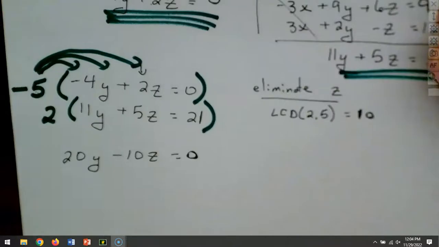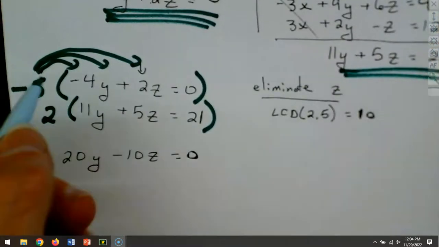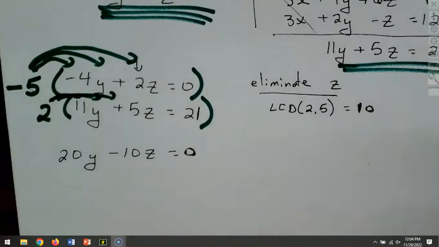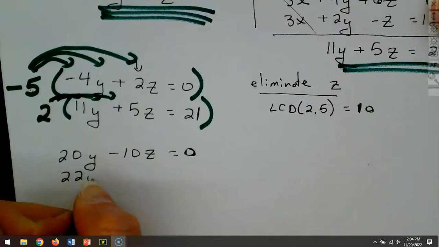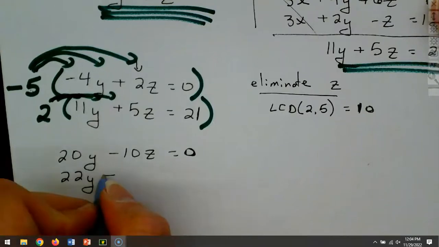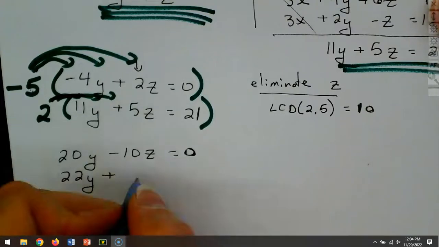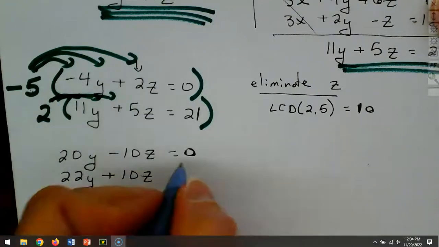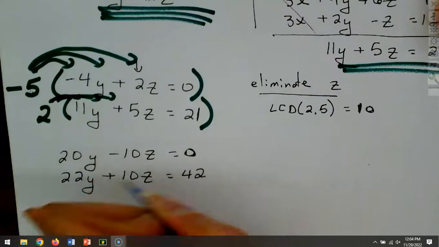Now, same thing on the next equation. Distribute the 2 through. When I distribute the 2 through, I get 22y plus 5 times 2 is a 10z. 2 times 21, well, that's a 42.